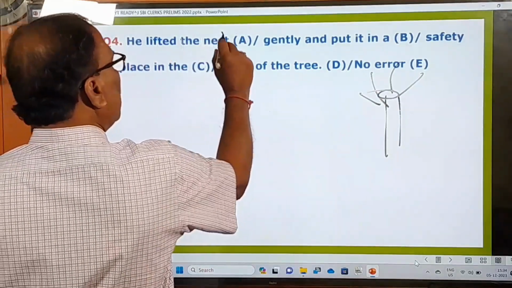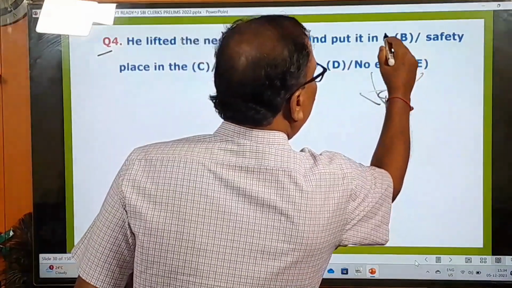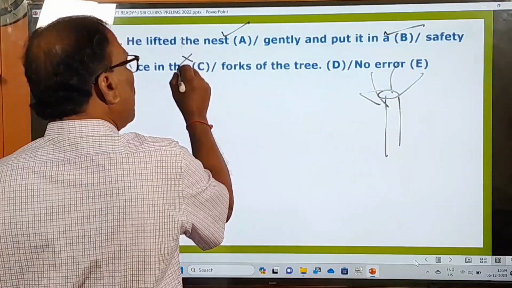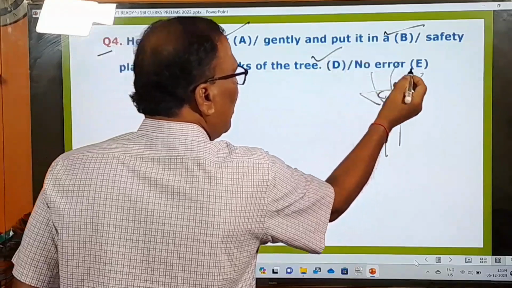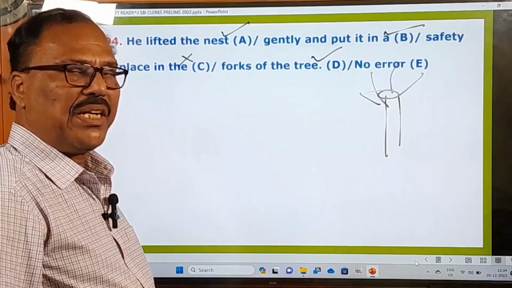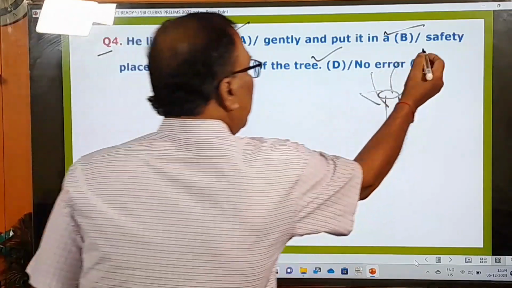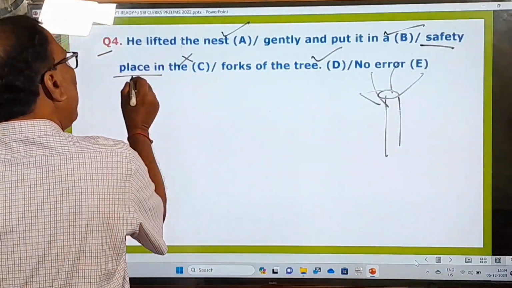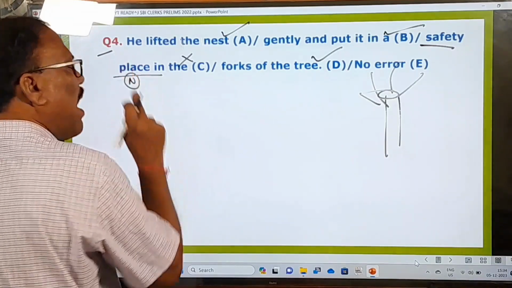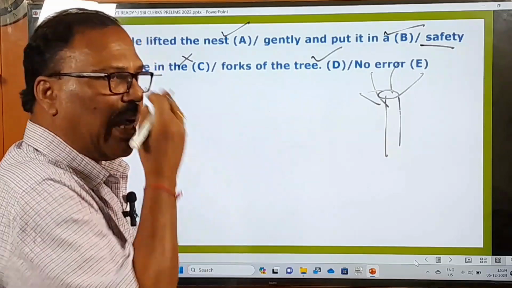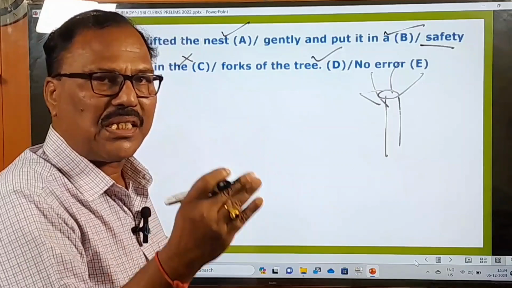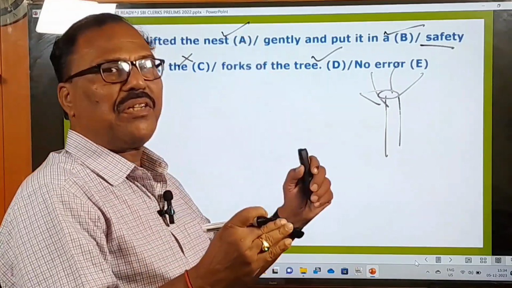He lifted the nest gently, okay, and put it in a dash. Safety place in the, this is not okay, and forks in the tree, this is okay. The C part has a grammatical error. What is the grammatical mistake? You should not say safety place. Place is a noun, and to describe a noun we have to use only an adjective. A noun cannot describe another noun. Only an adjective can describe a noun.